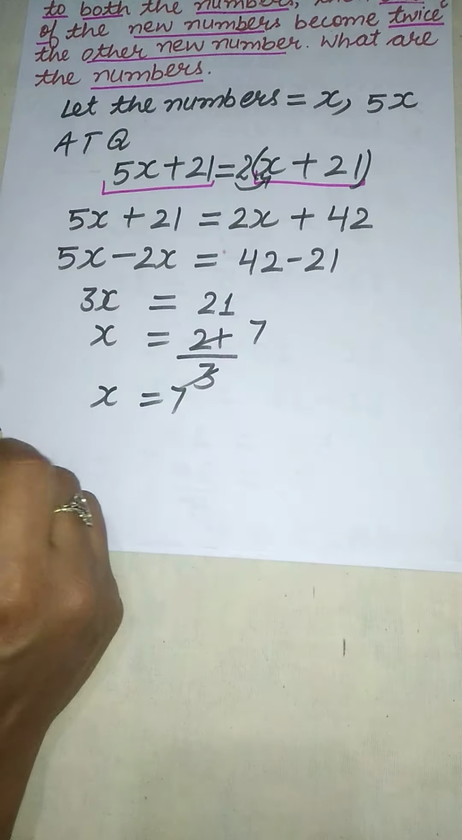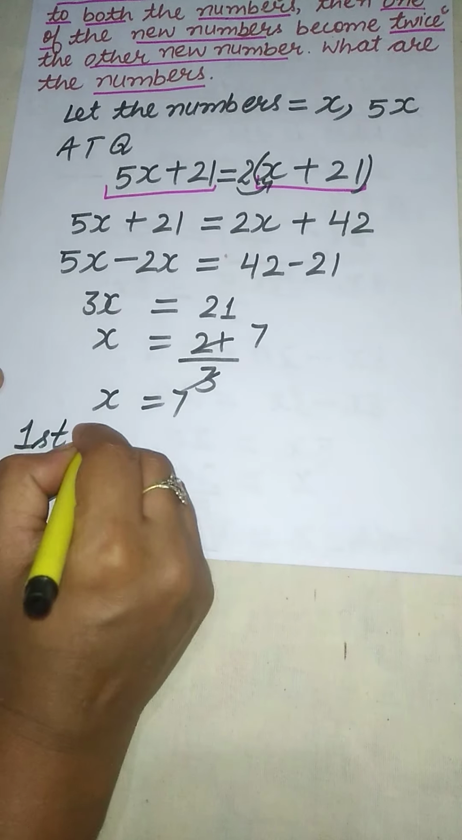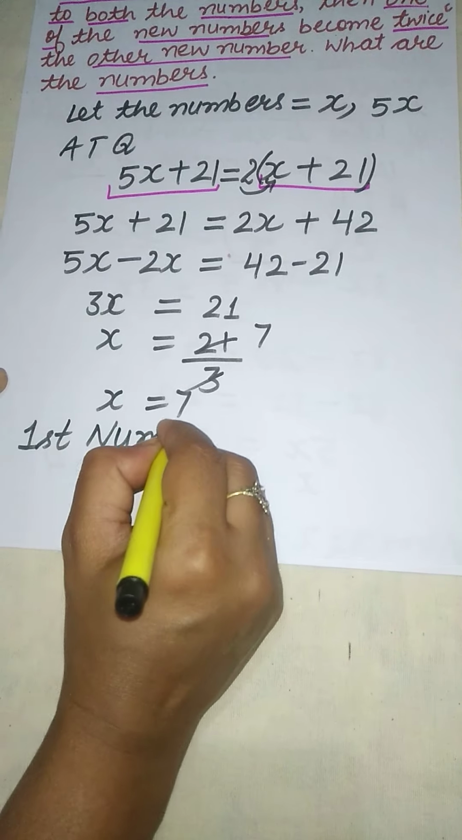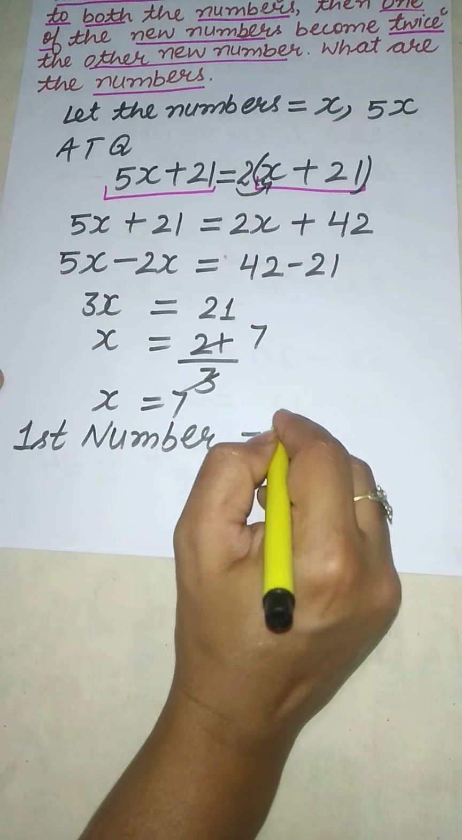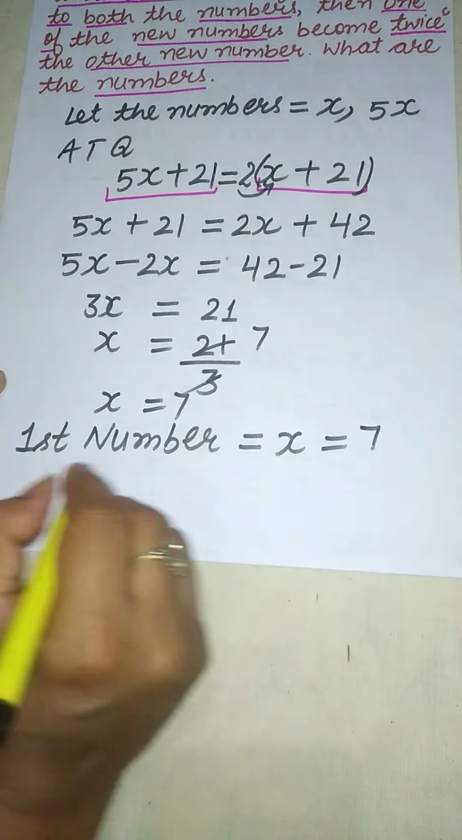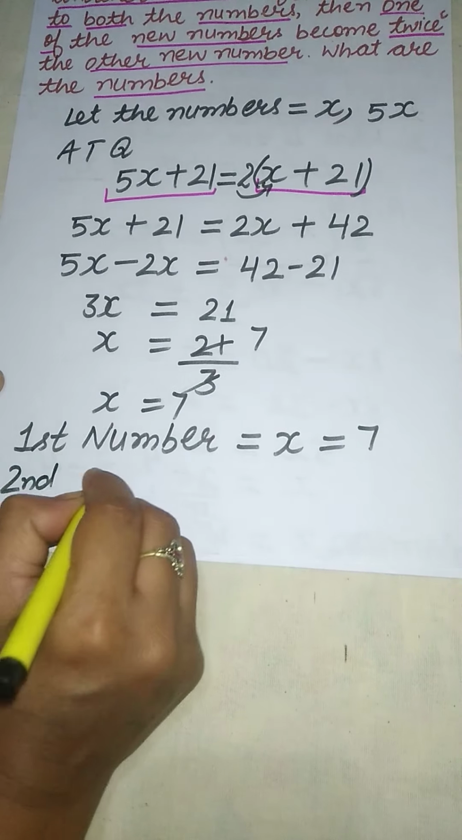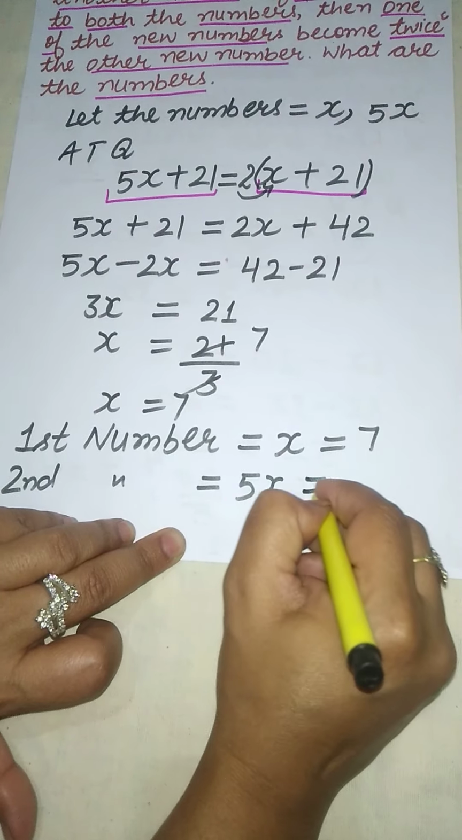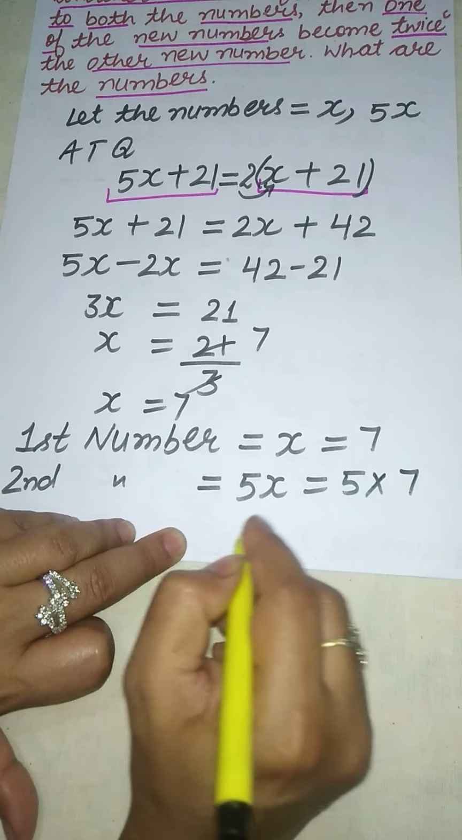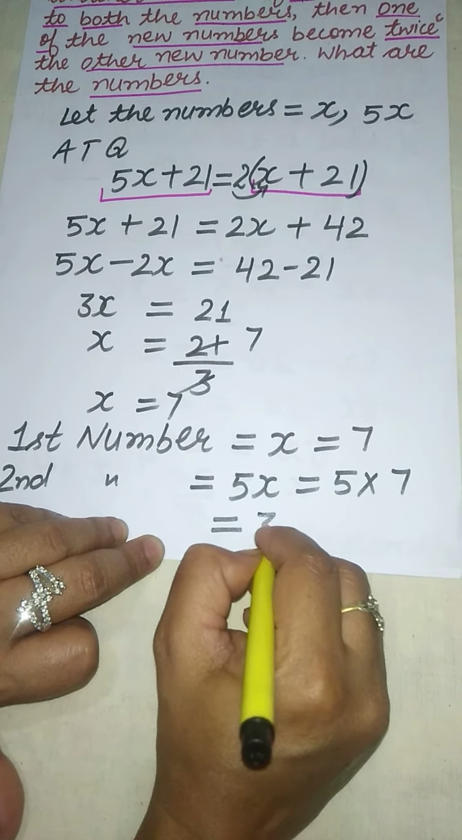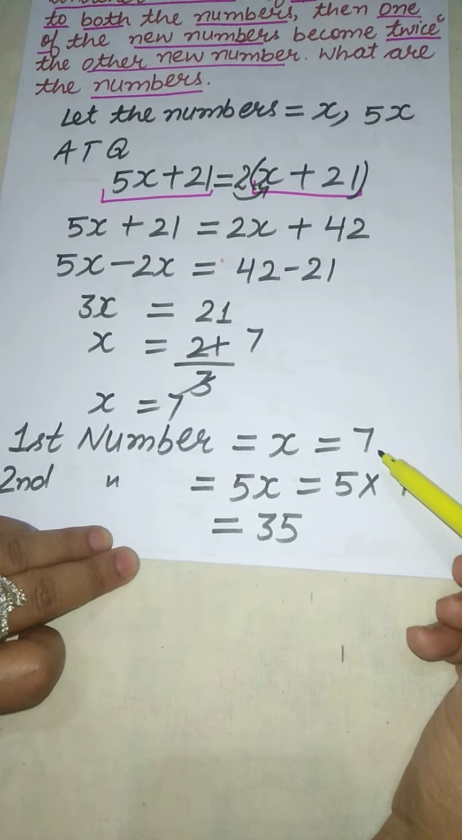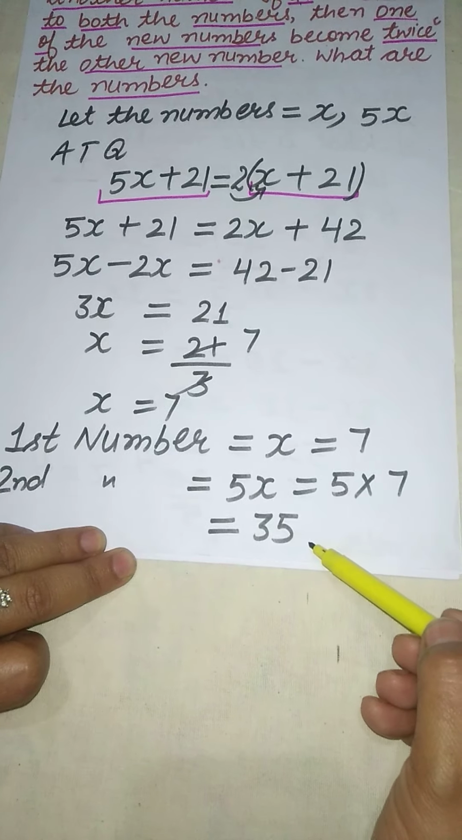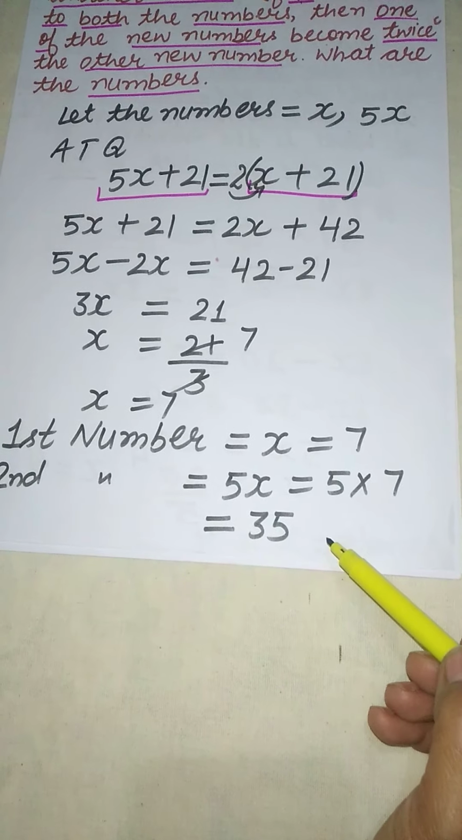Now the first number is x, which is equal to 7, and the second number is equal to 5x, that is 5 multiplied by 7, which is 35. So the two numbers are 7 and 35, which is the required answer.